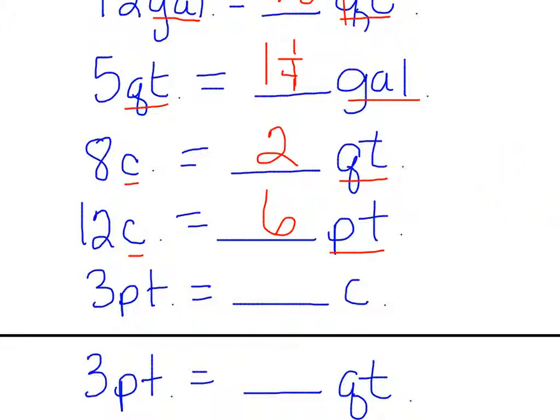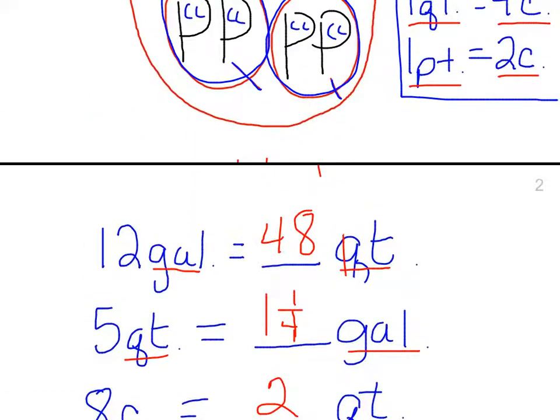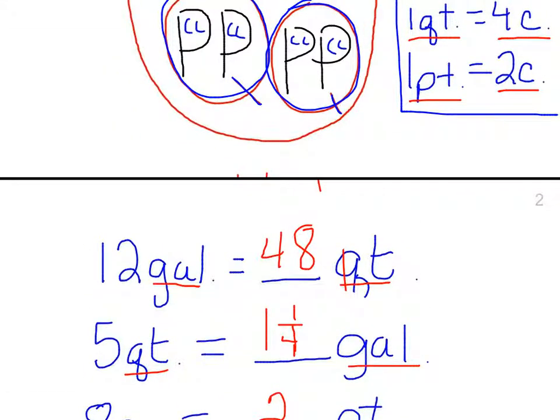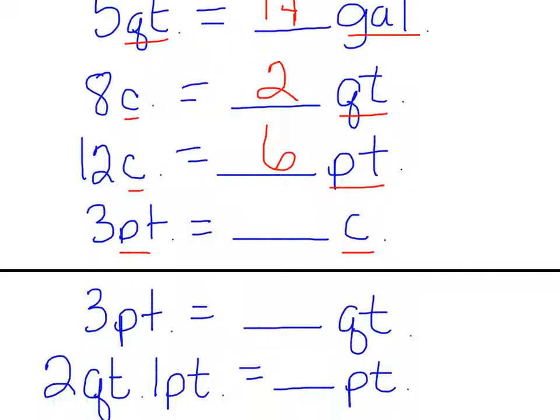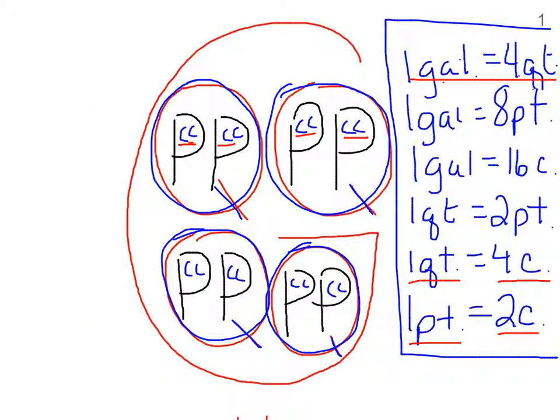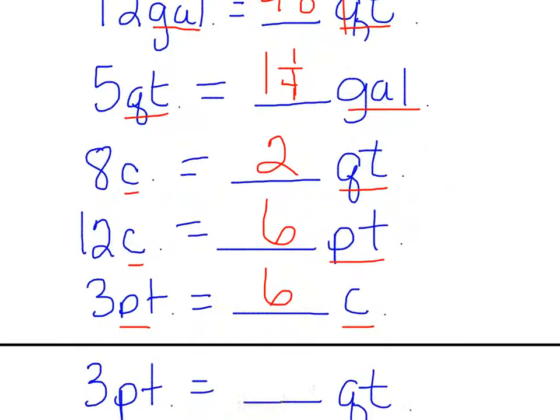Alright, now let's look at 3 pints to how many cups. So we're going bigger to smaller, which means we need to multiply, and again the conversion from pints to cups is 2 cups in a pint. So we're going to say 3 times 2, that would give us 6 cups. And again, if we look at 3 of our Ps and count the Cs inside, there's 1, 2, 3, 4, 5, 6. So of course it's 6. Let's look at this next page.